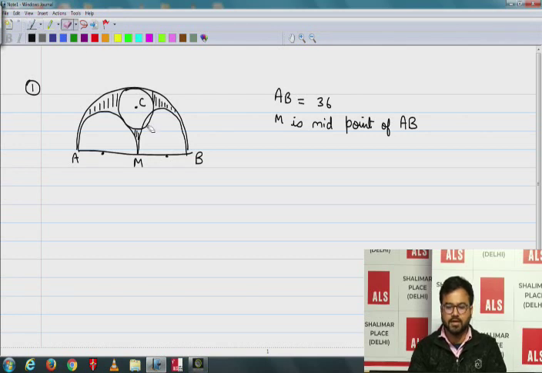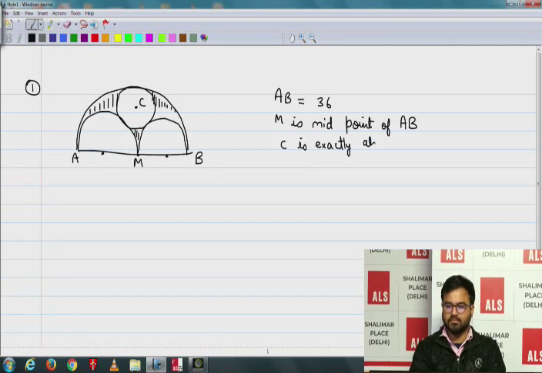These circles are not intersecting over here. This is a semicircle like this and this is the circle which is touching both the semicircles like this, and C is exactly above M. So try this. We have to find the area for this shaded region. So these two are the semicircles on the line segment AB. M is the midpoint of AB and C is the circle.